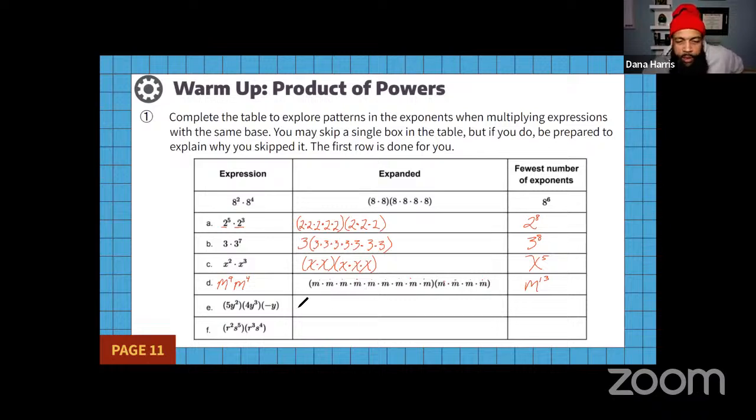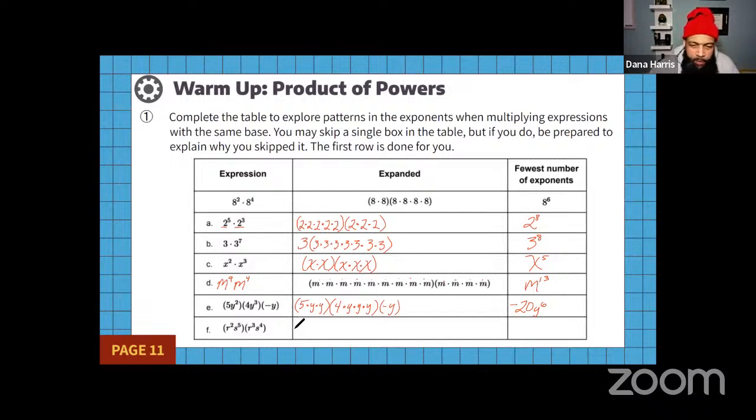Now, this one is a little different because here, technically, if I write this in expanded form, I have 5 times y times y. That represents 5y squared. And then I have 4 times y times y times y, because that's y to the 3rd power. And then I just have times negative y. Now, this negative on the end makes the whole thing negative. So I can take the 5 times the 4, and that gives me 20. And then I count up all the y's. 1, 2, 3, 4, 5, 6. So y to the 6th power.